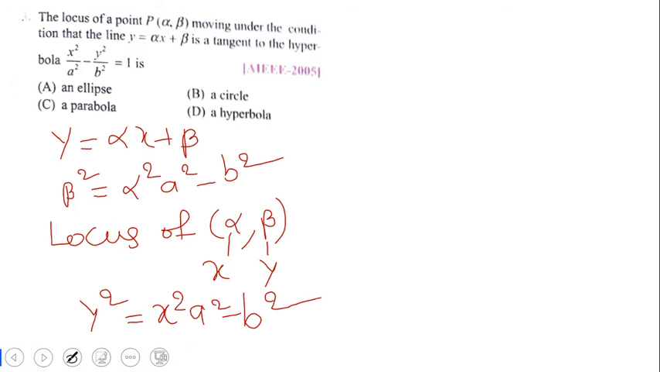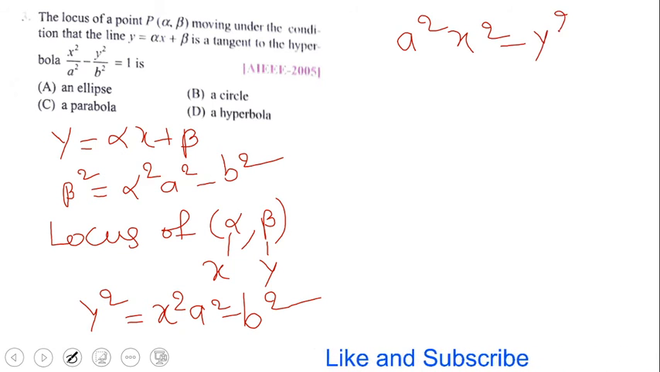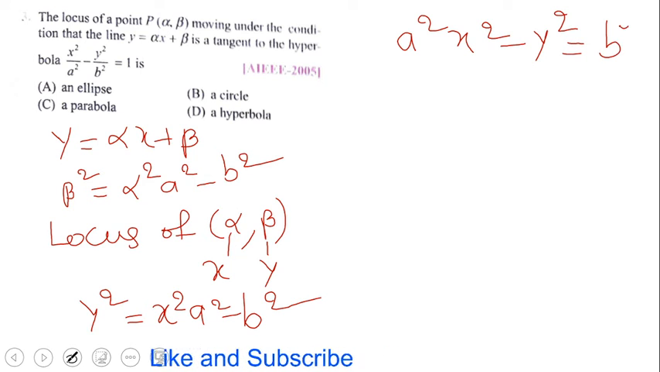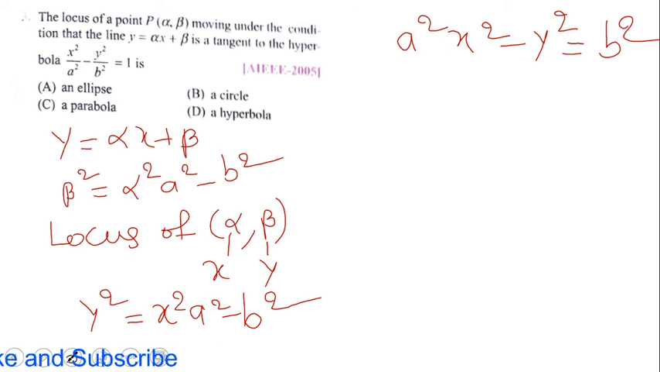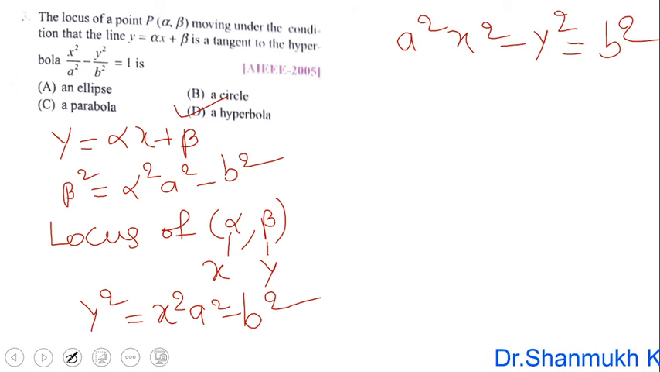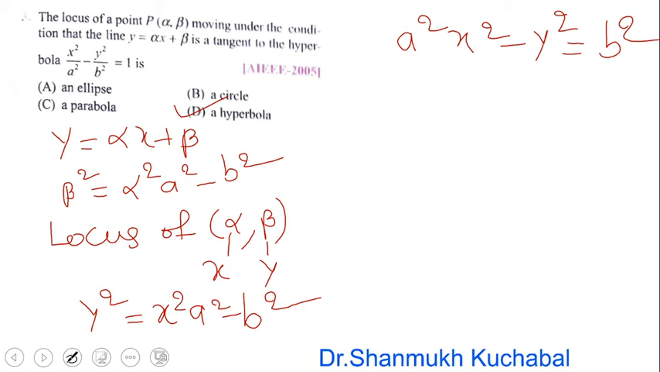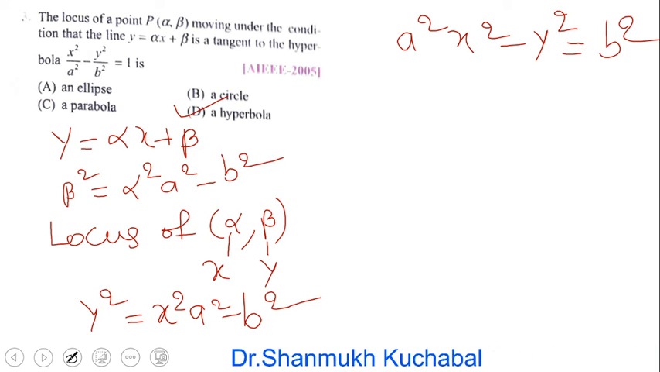Now we will transpose this to the RHS, y square. So we get a square x square minus y square equal to b square here. This minus sign represents that it is a hyperbola. So clearly option D is the right answer. It represents the equation in the form x square by a square minus y square by b square equal to 1. Therefore it represents the equation of a hyperbola here.